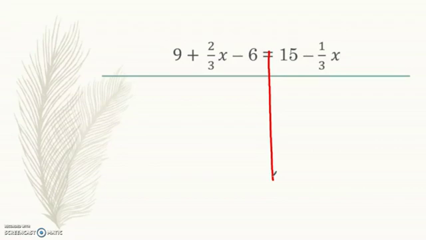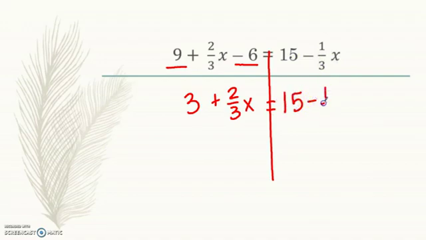First step is I want to combine like terms. So, I'll combine what is 9 minus 6. Okay? So, that is 9 minus 6 is 3. And then plus 2/3 x. And some of you might say, Miss Molina, I put the 2/3 x first. Well, that's fine. I don't care. Perfect. Can I combine any of this stuff? No. So I'm just going to rewrite it. 15 minus 1/3 x.